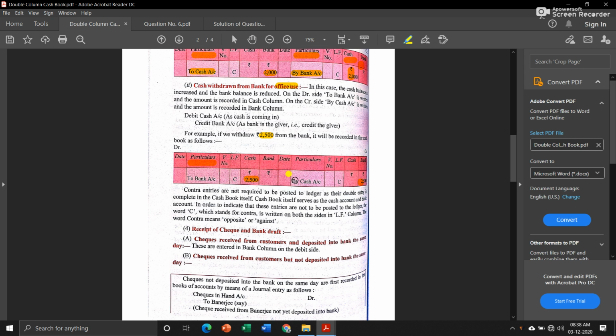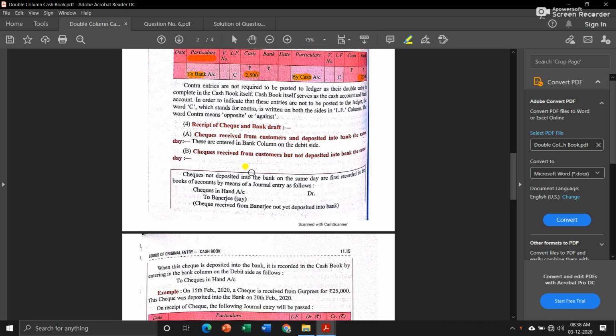Now for writing in here, what we are supposed to write, by bank or by cash, you just have to remember the journal entry. Now think in your mind what will be the journal entry for this transaction. We withdrew 2500 from bank, so the journal entry will be cash account debited to bank account. So to bank we will write in here, and obviously on the credit side it will be by cash account. So this is another method that you can follow while recording contra entries.